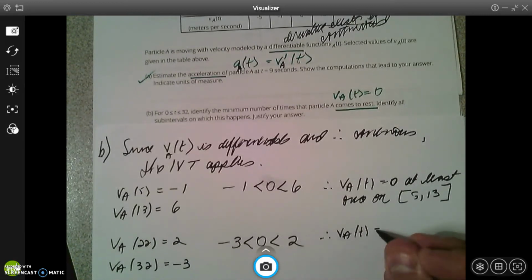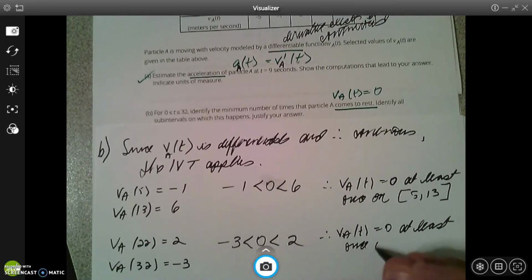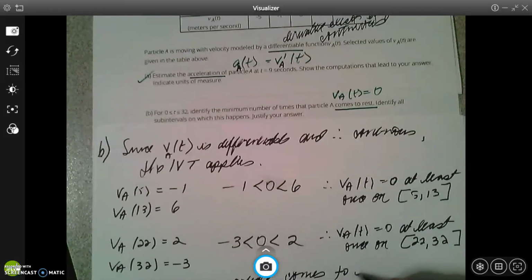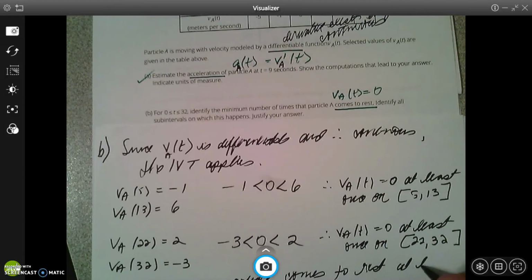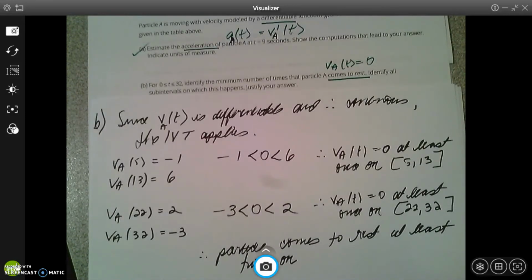Therefore, the velocity of particle A equals 0 at least once on the interval 22, 32. Therefore, particle comes to rest at least twice. Oh, sorry. Particle comes to rest at least twice on the interval 0 less than or equal to t less than or equal to 32.